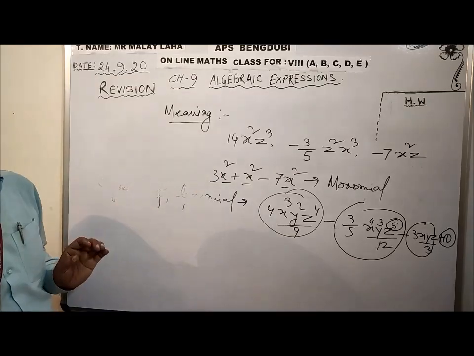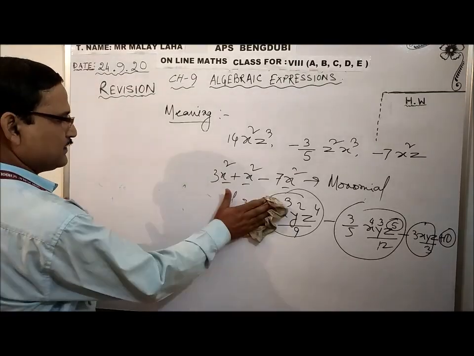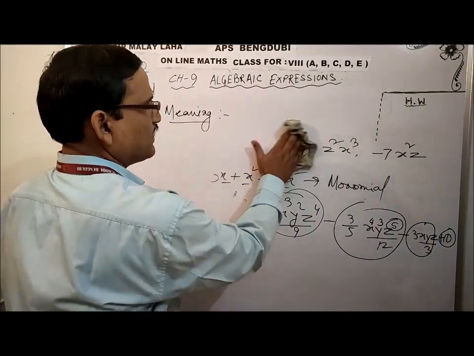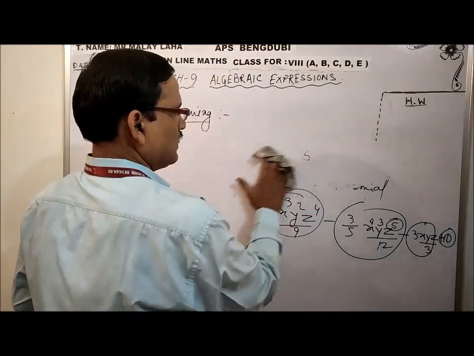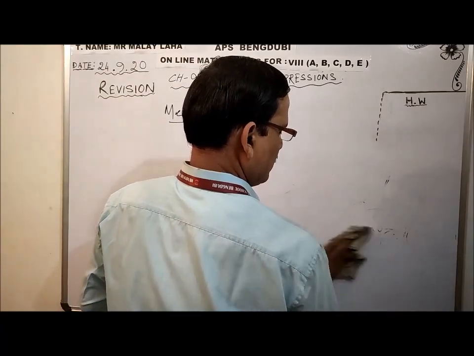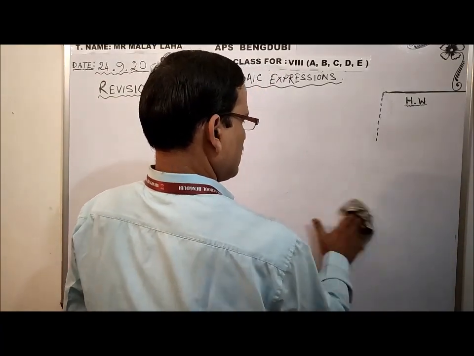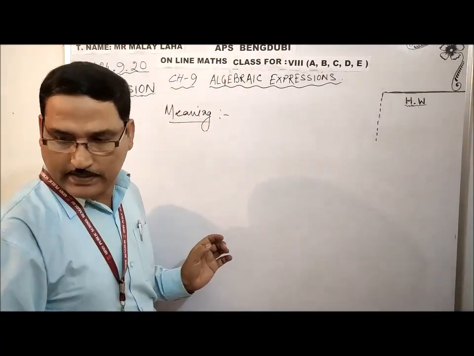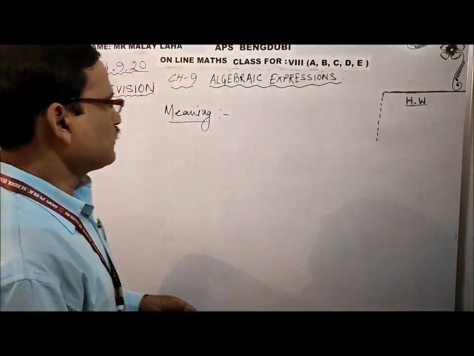Now I am coming to what? Addition, subtraction, multiplication, division, then identities. So this is the part of revision in today's class. So it may take a little longer time. Don't worry, I will try to solve it.